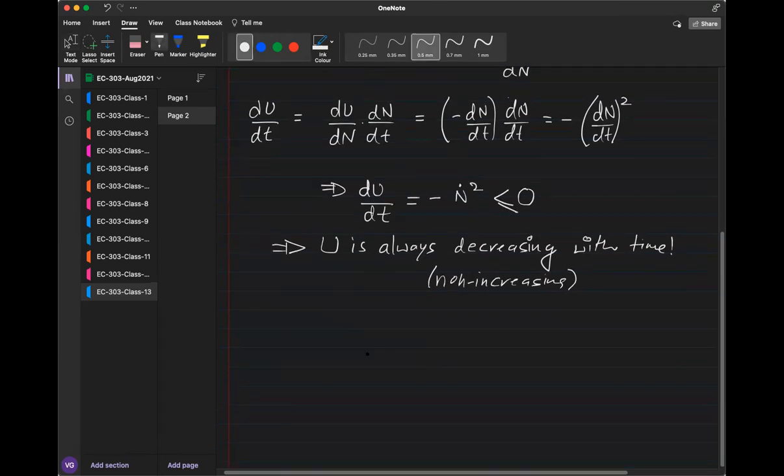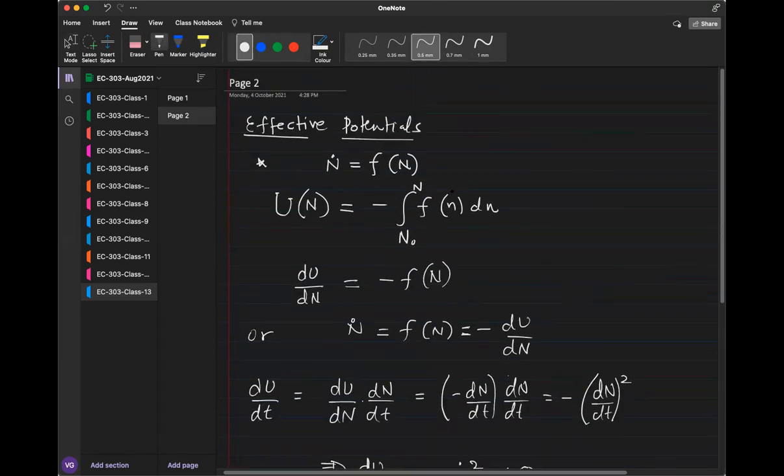What does that mean? We know what happens to this equation. When any system follows this equation, what happens to this system? This system basically goes towards fixed points, right? It flows to fixed points.